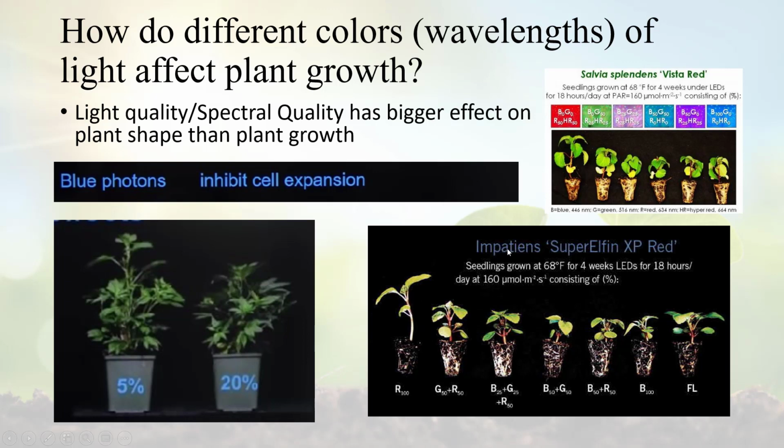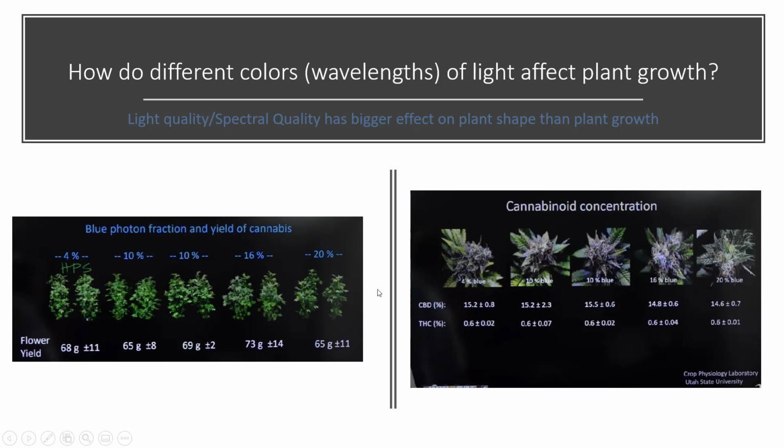Again, here's another example with impatiens. As we increase the amount of blue light, we typically get shorter plants. So again, this isn't necessarily affecting yield, or dry weight of our plants, or potentially even yield of crop, but it is affecting the plant shape. As I just alluded to, it's not necessarily affecting yield or quality of crop if we're looking at blue light.